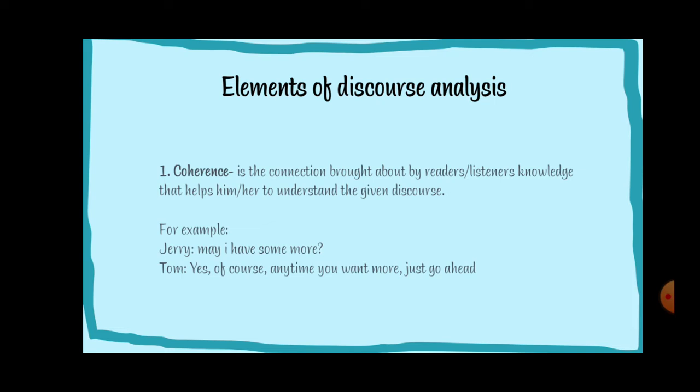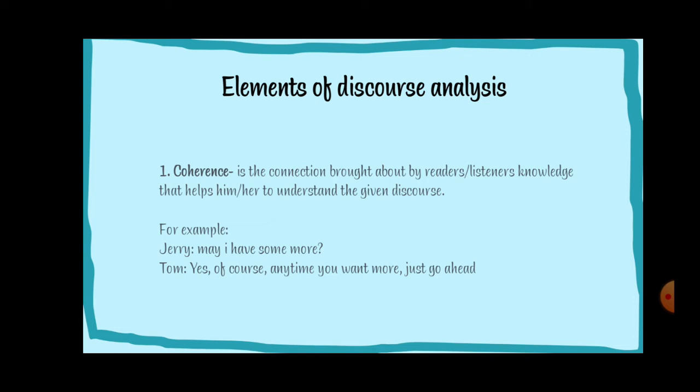So, in this example, Jerry doesn't mention what exactly he wants, but through the context of the situation, Tom knows that he is speaking about pierogies. Thus, despite the fact that Jerry is not mentioning explicitly what he wants, his discourse is coherent.